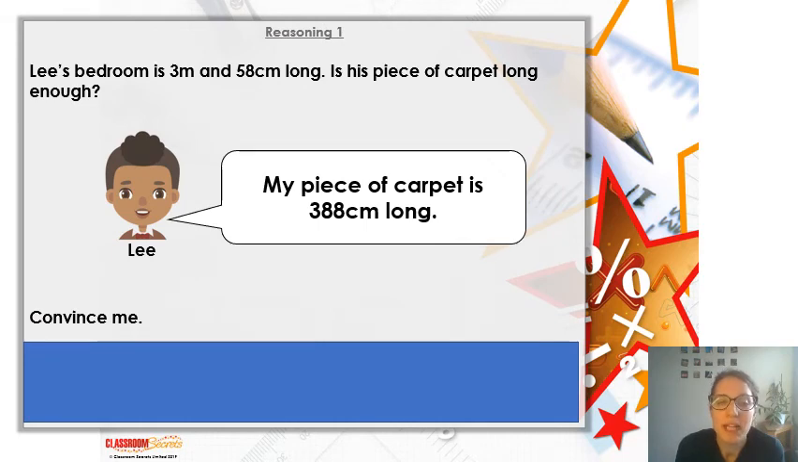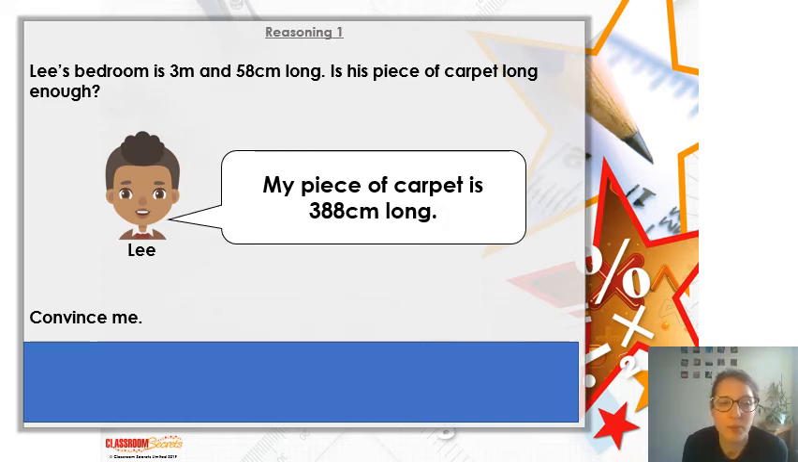Lee's bedroom is 3 metres and 58 centimetres long. Is his piece of carpet long enough? Okay, so the carpet that he has is 388 centimetres long. So this time we are going between metres and centimetres. Okay, so is his long enough? So you're going to be multiplying it by 100 to go from metres to centimetres. So have a go. And it does say at the bottom, convince me as well. So pause, come back and press play when you're ready.